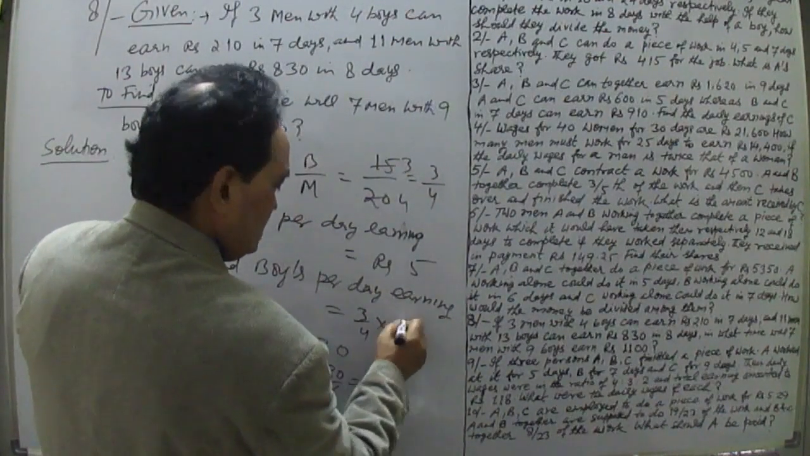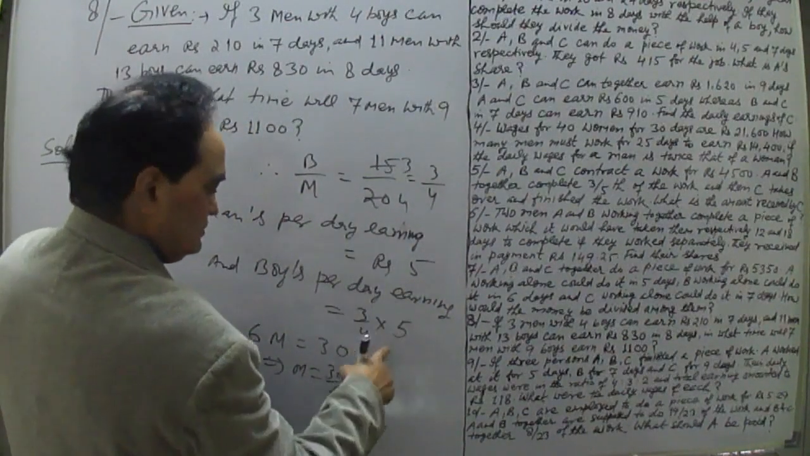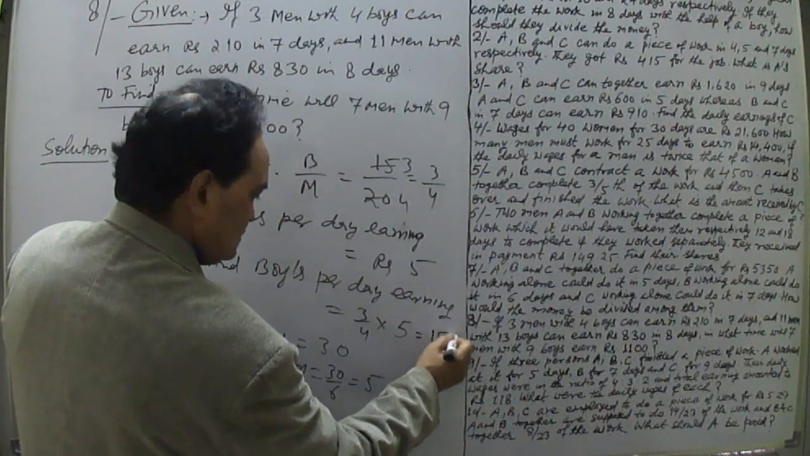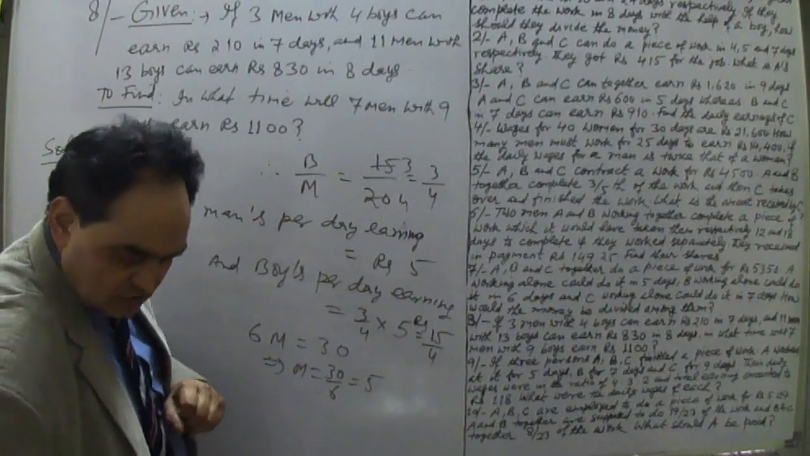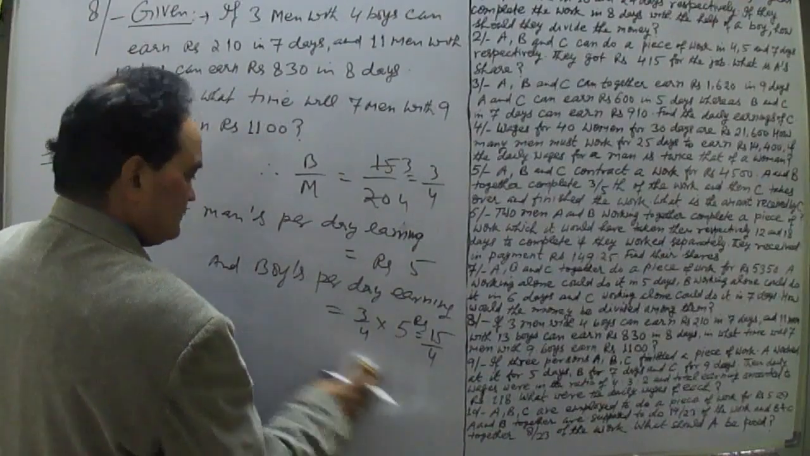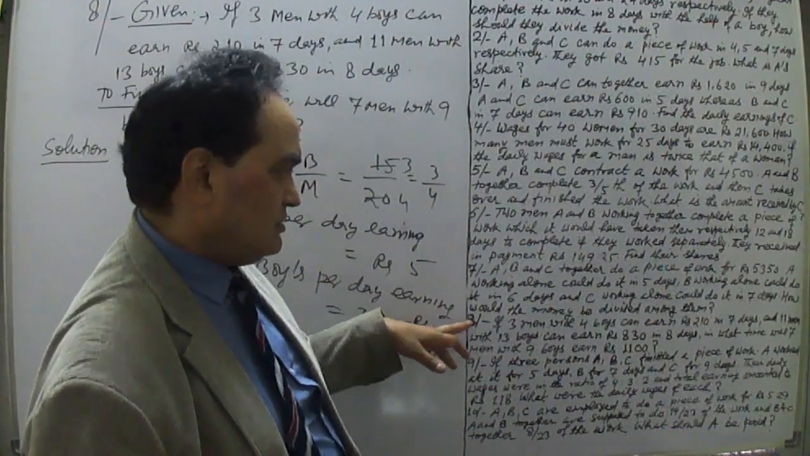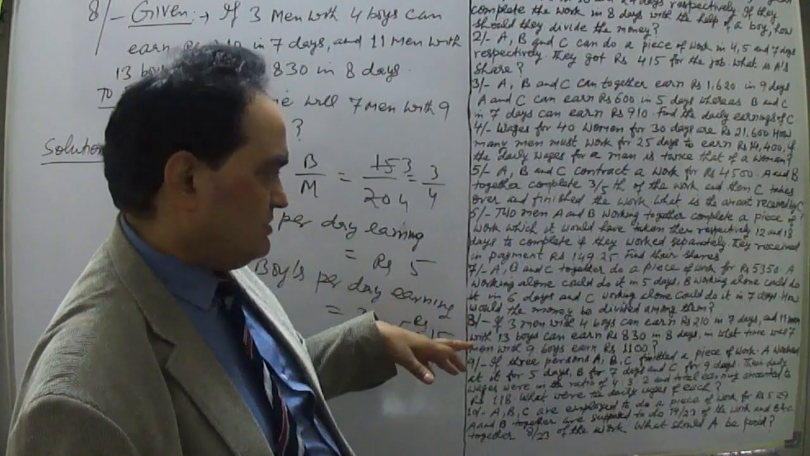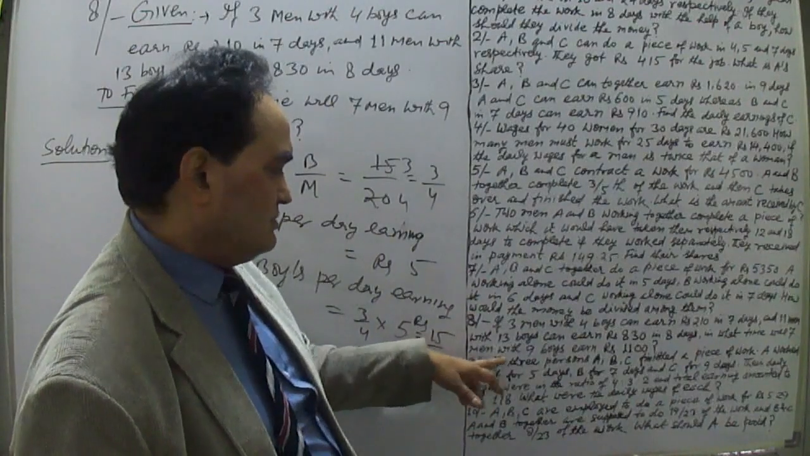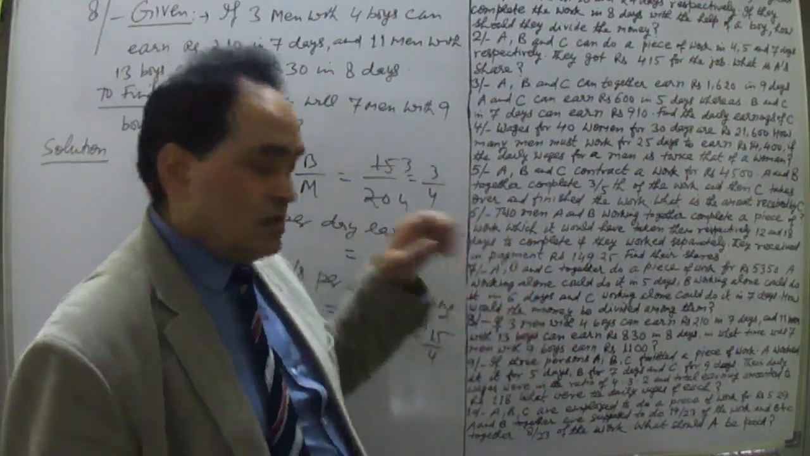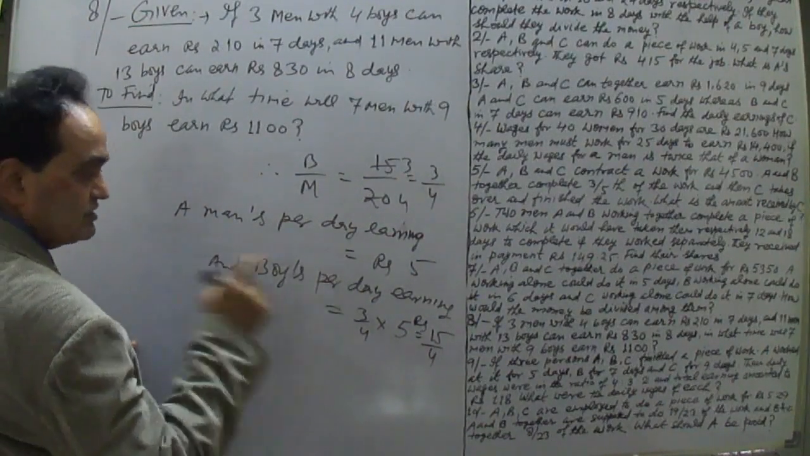So 3 upon 4 into m, where m is 5 rupees, the value of m in terms of money. This is 15 upon 4. So rupees 15 upon 4 is the per day earning of a boy. Now let us find out finally: he asked in what time will 7 men with 9 boys earn rupees 1100. So we have to find out first their daily earning.